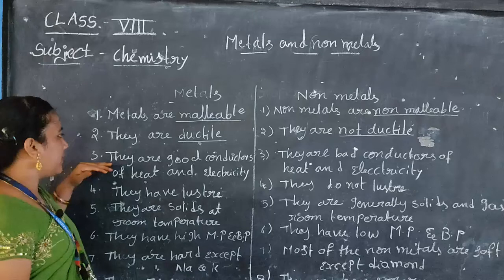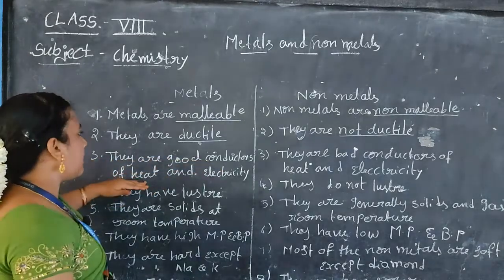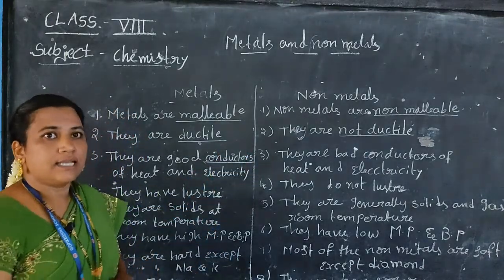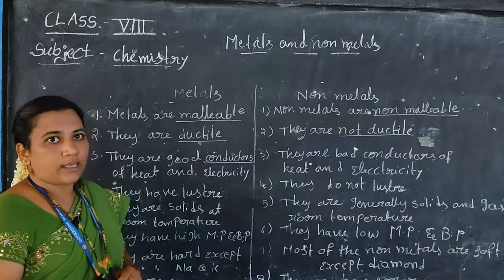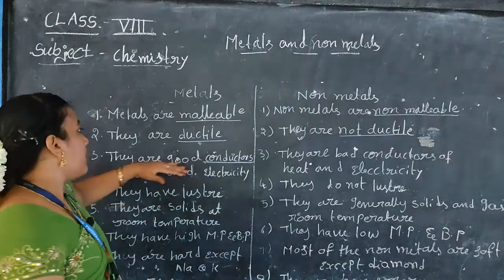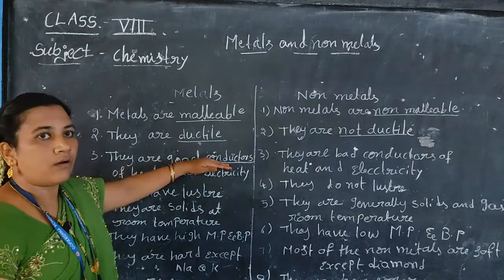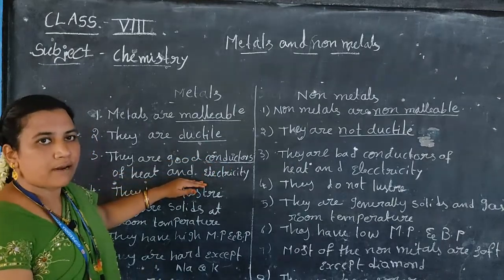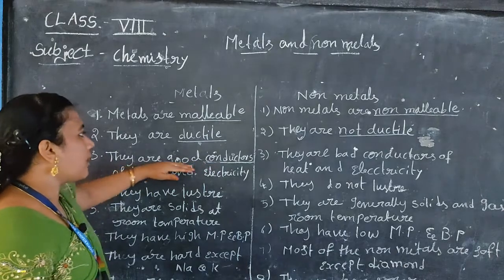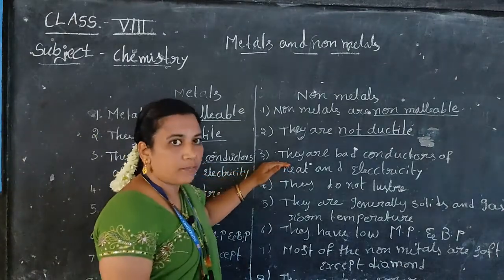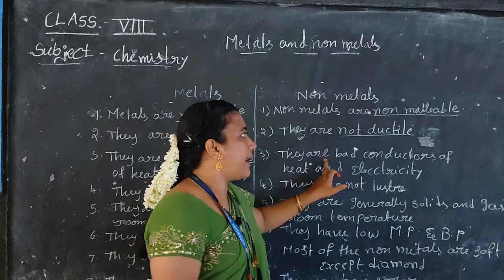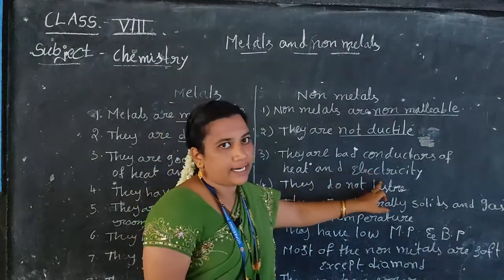Next, coming to the third property, metals are good conductors of heat and electricity. What is the meaning of conductors? The material which allows electricity or heat to pass is called a conductor. Metals are good conductors, meaning they allow heat and electricity to flow from one place to another. This property is called conductivity. Coming to the non-metals, they are bad conductors of heat and electricity.